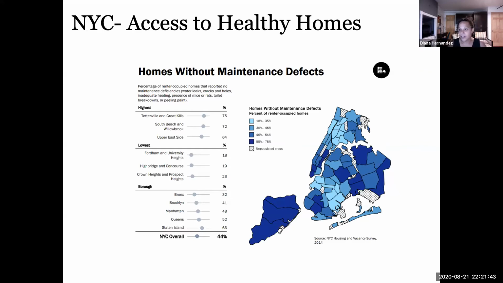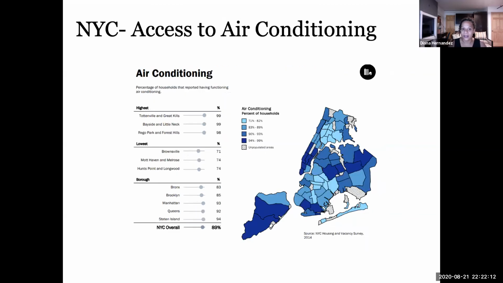So bringing you back to New York City, homes without maintenance defects, meaning that these are folks that actually have access to healthy housing. That is most available in parts of Staten Island, in parts of Queens, in parts of Manhattan. And least available in those same areas, right? So you have the Bronx, Upper Manhattan, and these poorer and older pockets of Brooklyn that don't have access to healthy housing.